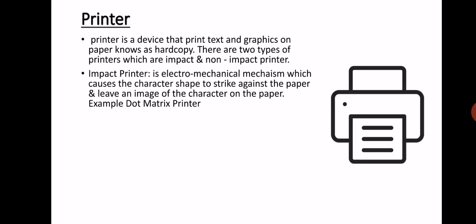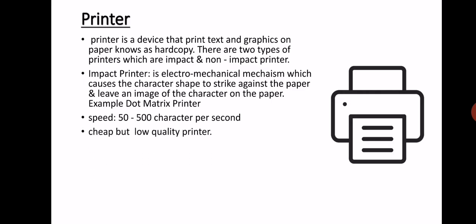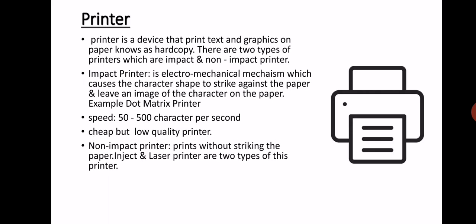An impact printer is an electromechanical mechanism which causes the character shape to strike against the paper and leave an image of the character on the paper. An example of an impact printer is the dot matrix printer. The speed of impact printers is from 50 to 500 characters per second. These printers are cheap but low quality. A non-impact printer prints without striking the paper. Examples of non-impact printers are inkjet and laser printers.